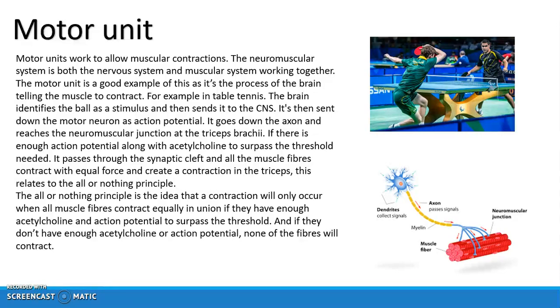For example, in table tennis, specifically receiving and performing a backhand, the brain identifies the ball as a stimulus and then sends the information to the central nervous system. The information is sent down the motor neuron as an action potential. It goes down the axon and reaches the neuromuscular junction at the triceps brachii as it's a backhand.